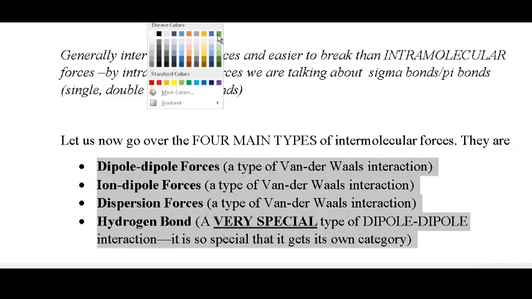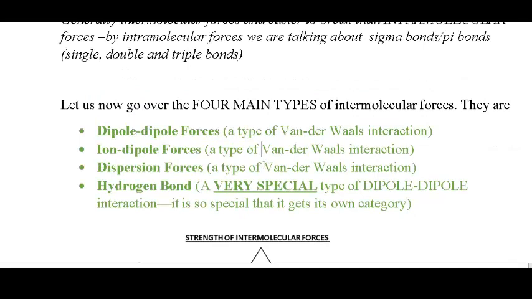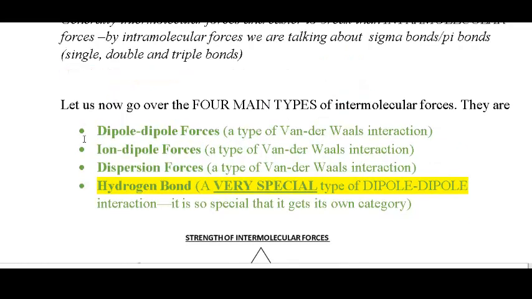One thing that I do want to emphasize is that all of these have differing strengths, and a hydrogen bond comes under the category of a dipole-dipole interaction. So this hydrogen bond is a very unique dipole-dipole interaction. And all of these have differing strengths. So let us scroll down and talk about the different strengths.